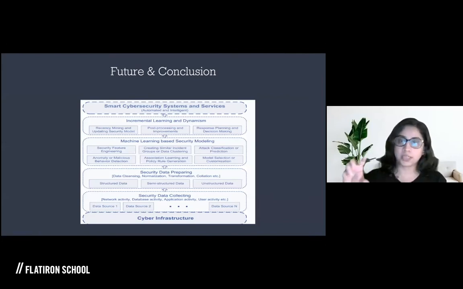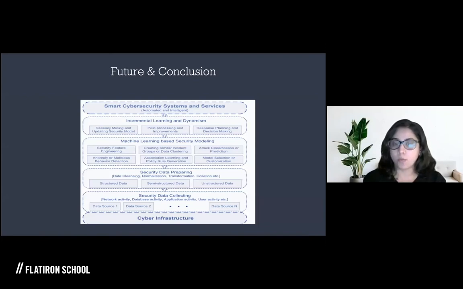Now, recently there was a research going on in cybersecurity data science. That's the term, CDC. Based on that research, they suggested a final structure of how our cybersecurity services along with data science might look like.